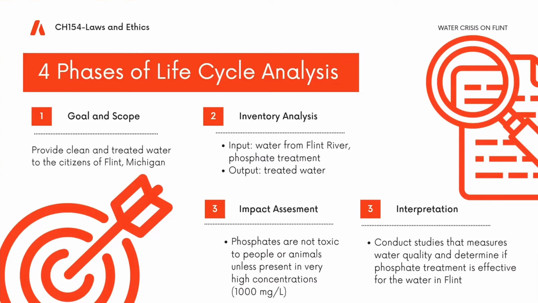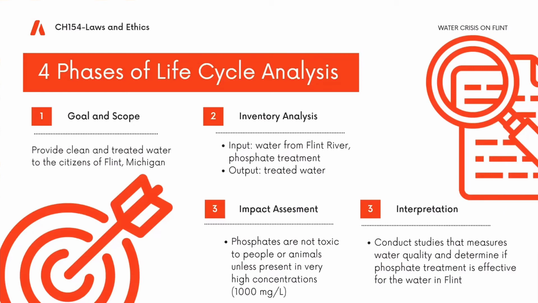For the third phase, we must assess the environmental impact of the process, which in this case is water treatment. Phosphates are not toxic to people or animals unless present in very high concentrations, such as when it reaches 1000 milligrams per liter. The use of phosphate prevents corrosion in pipes and fixtures, which could then prevent corrosive water from reaching houses. However, it must be noted that the operation of wastewater treatment plants also gives greenhouse gas emissions, which, as we know, are harmful to the environment.